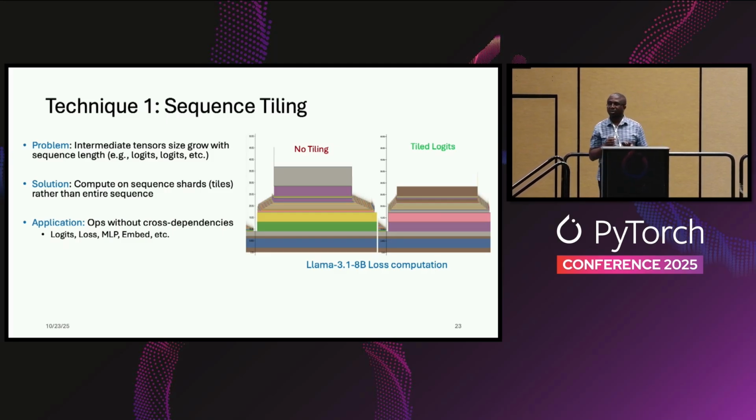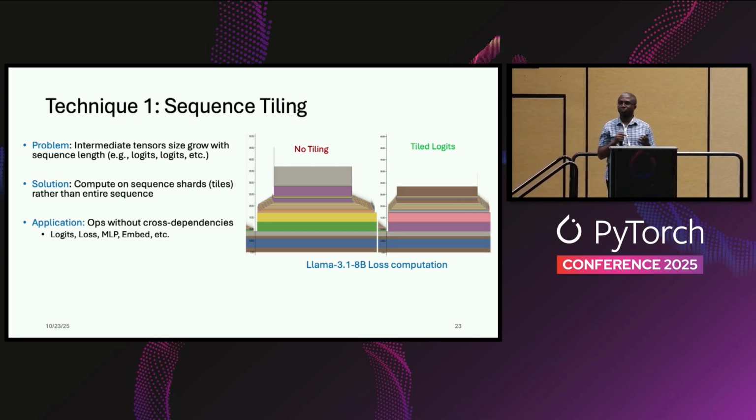So the first one is the sequence tiling. Now, tiling is a pretty standard computer science concept, right? Where you try to break your problem down to reduce the footprint. And so it turns out with your attention, there are actually some operations where the intermediate tensors are a function of your context length. Examples of that would be your logits or your loss computation. And so the solution here is basically, instead of trying to compute on all of it at once, compute on tiles of your sequence, and that helps to reduce the size of the intermediate tensors.